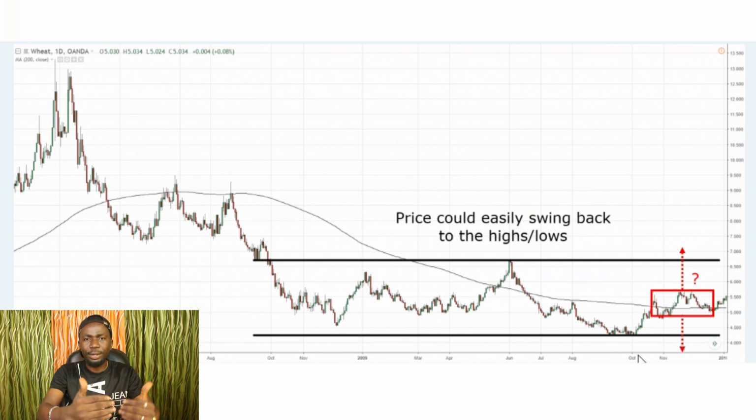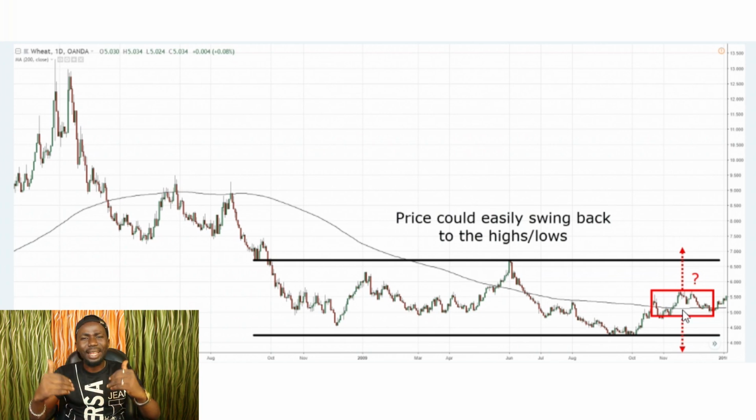So it depends on the distance of this range. If the range is very wide, then you can trade the range, but if the range is very tight, right, you can ignore it and wait for a breakout, right? So now this is another thing you need to understand.